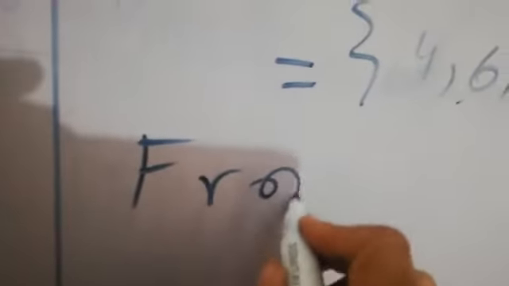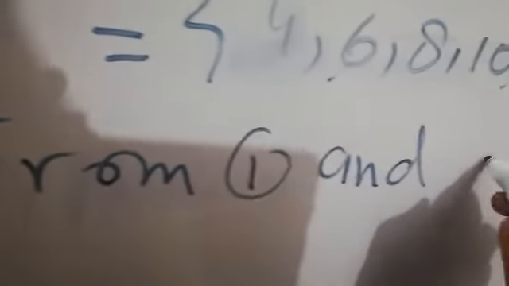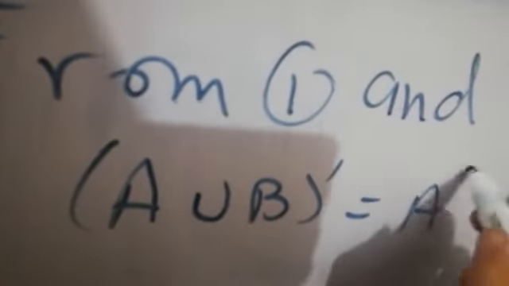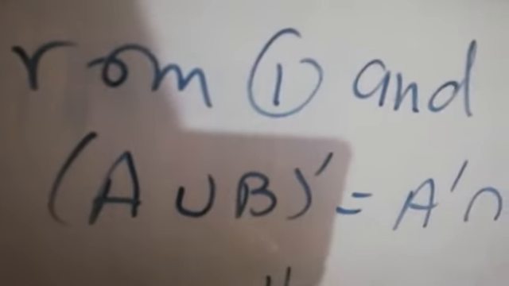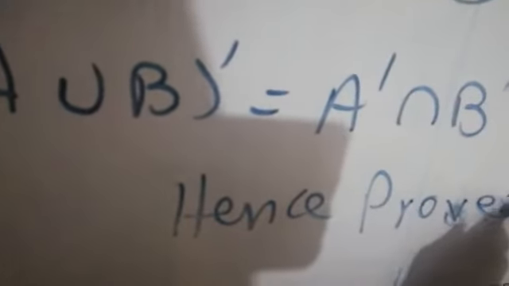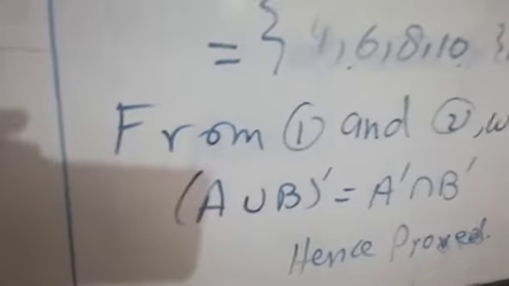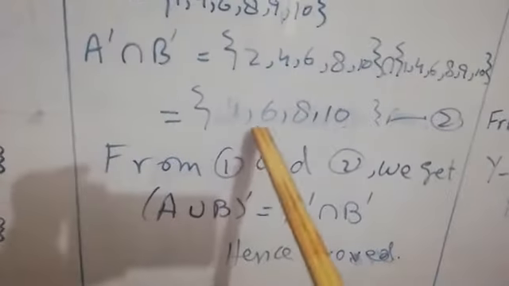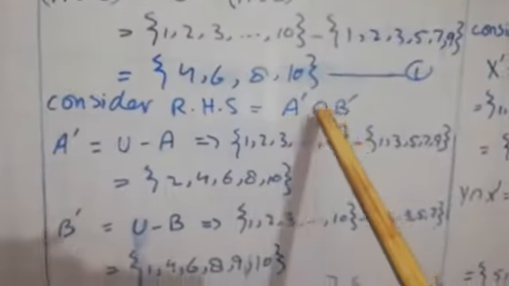This is answer number 2. Now we will compare these two answers. From 1 and 2 we get that (A union B) whole complement equals A complement intersection B complement, hence proved. It means the answers of both values are the same. You can observe that the second answer is 4, 6, 8, 10, and the first answer is also 4, 6, 8, 10. Now move to the last question of this exercise.